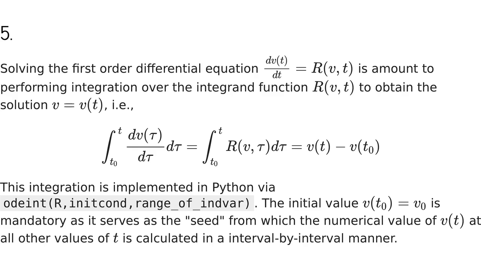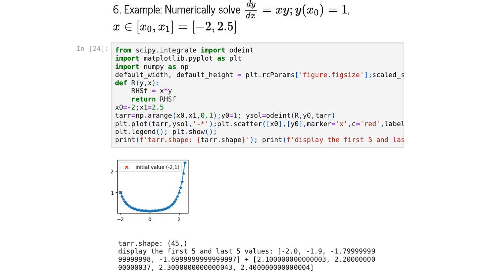The initial value is absolutely mandatory because it serves as the starting point, or the seed, from which the numerical solution is built up, step by step, across the specified range of the independent variable. Without this initial anchor, the integration process cannot begin to find a unique solution. Let us look at our first concrete example.